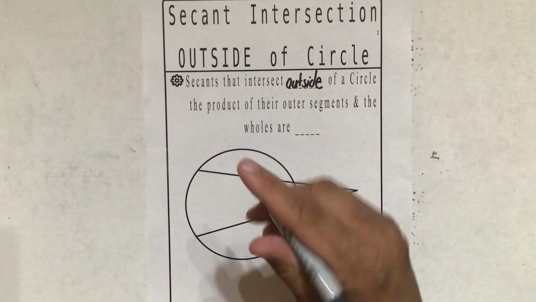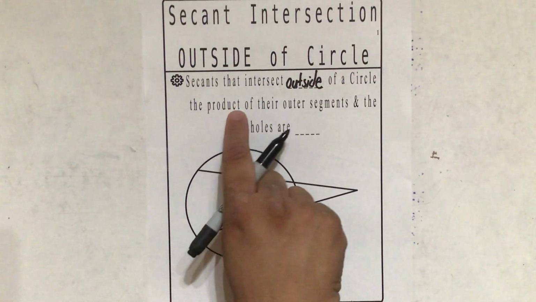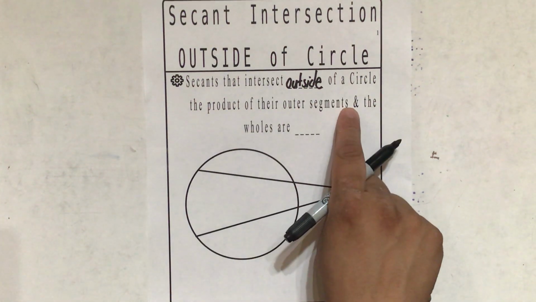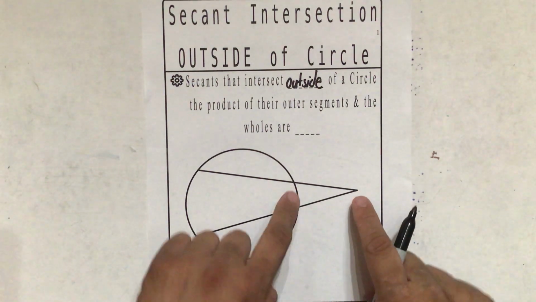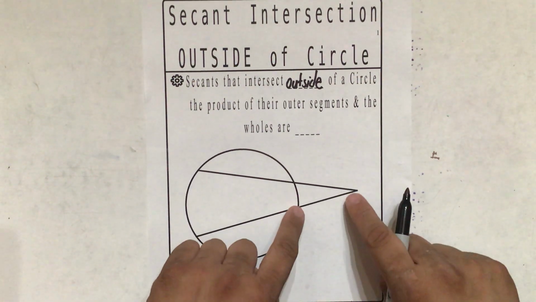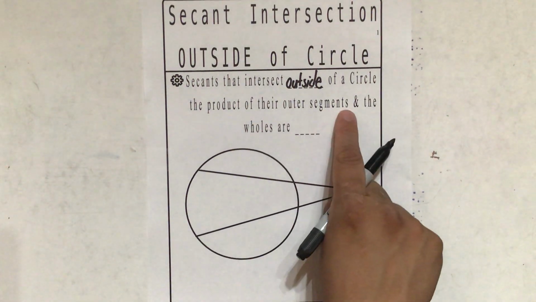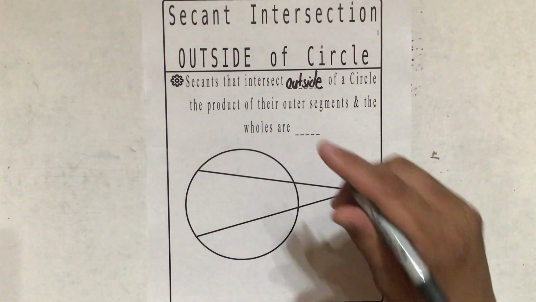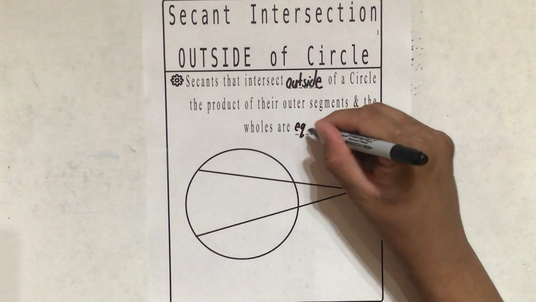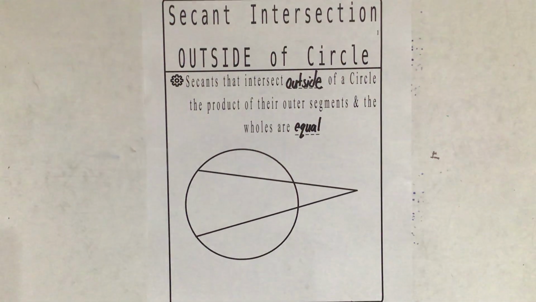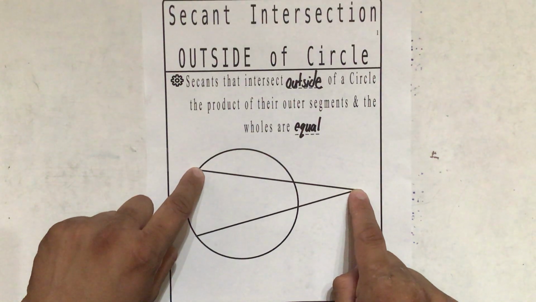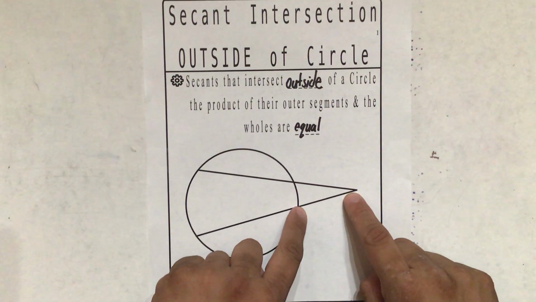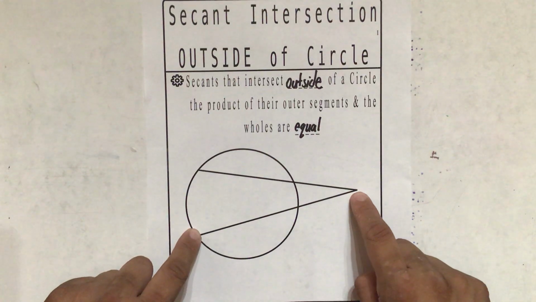The product means to multiply, right? Product means to multiply of their outer segments. So the part that's on the outside of the circle, here's one part outside the circle, and here's the second part outside of the circle. The product of their segments and the wholes are equal. So pretty much what that means is that when you multiply the outside times the whole thing, it is equal to the other outside times the whole thing, right?